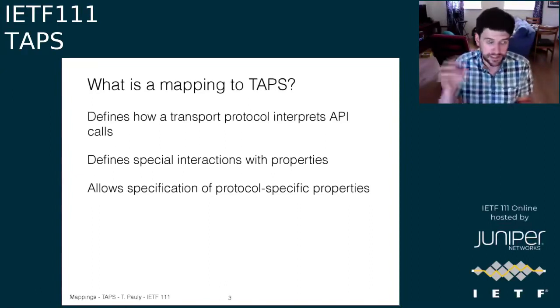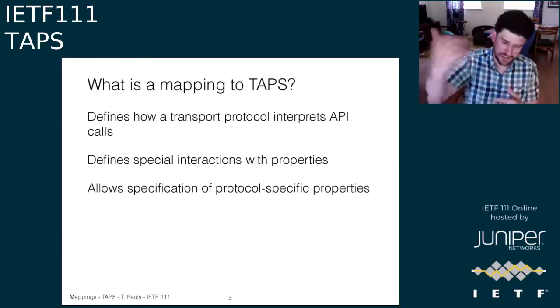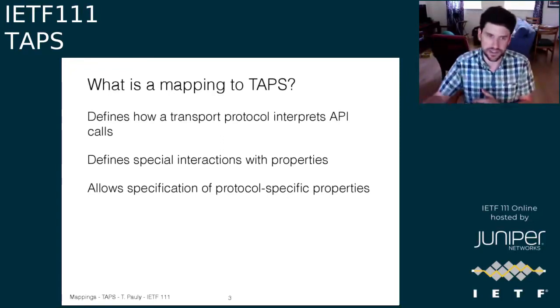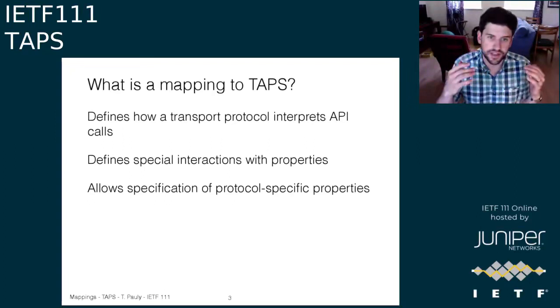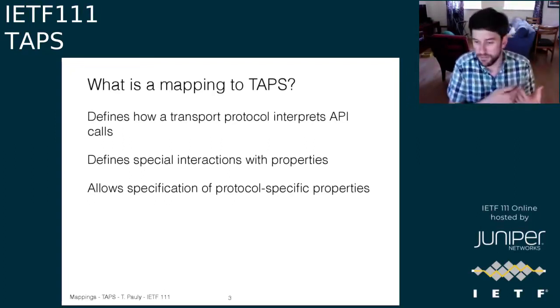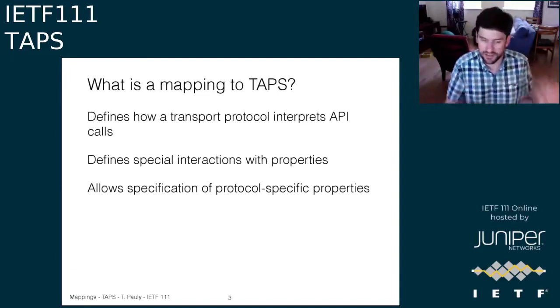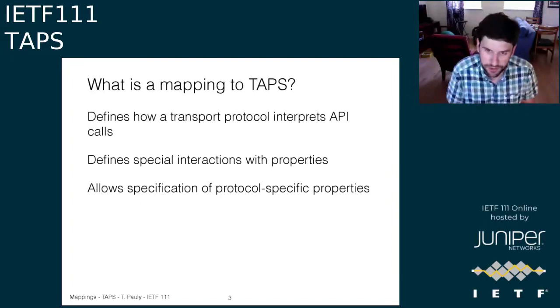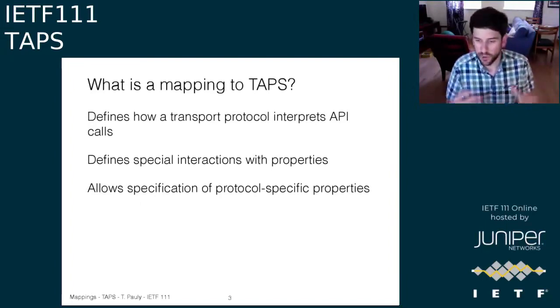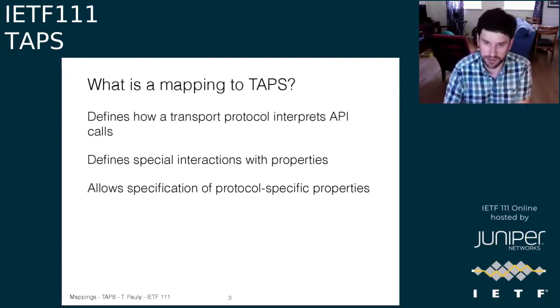And besides the active calls like initiate and close and send and receive, you have to define if there are any special interactions with particular properties. Multipath TCP interacts very specifically with multipath properties. Looking at how QUIC migration interacts with those is one of the things that a mapping document would have to do.